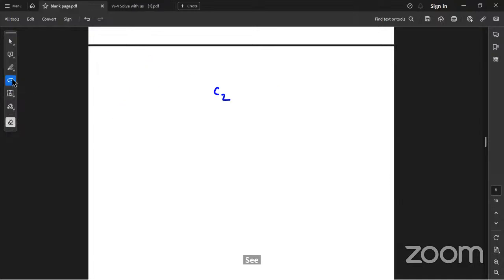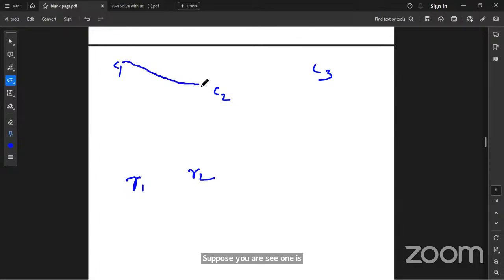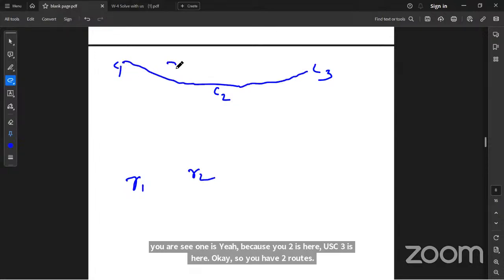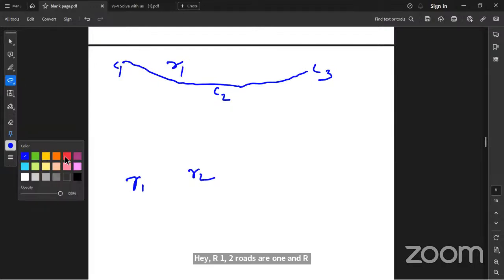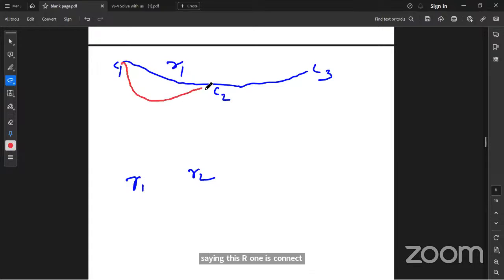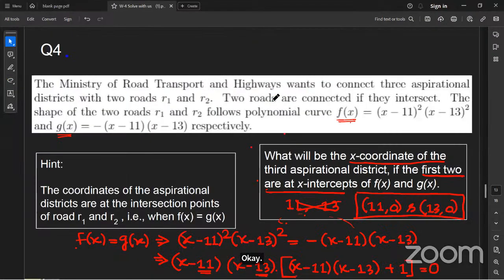Suppose your C1 is here, your C2 is here, your C3 is here. So you have two routes, R1 and R2. The question is saying this R1 connects these three cities, and R2 may be like this, and this also connects these three cities. I don't know what the graph will be, but roughly the question is saying that.